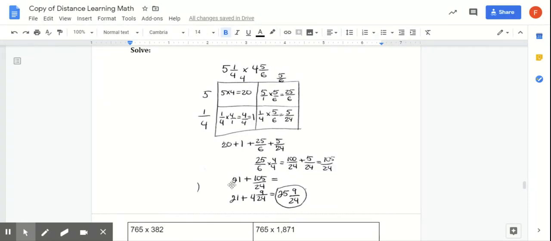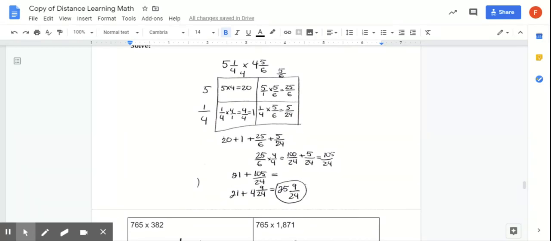105/24. Then I'm going to add my whole numbers together, 21 plus 105/24. But before I can add those together, I want to make sure that I turn my fraction greater than one into a mixed number. So then I'm going to have 21 plus 4 9/24. When I add that together, I get 25 9/24.